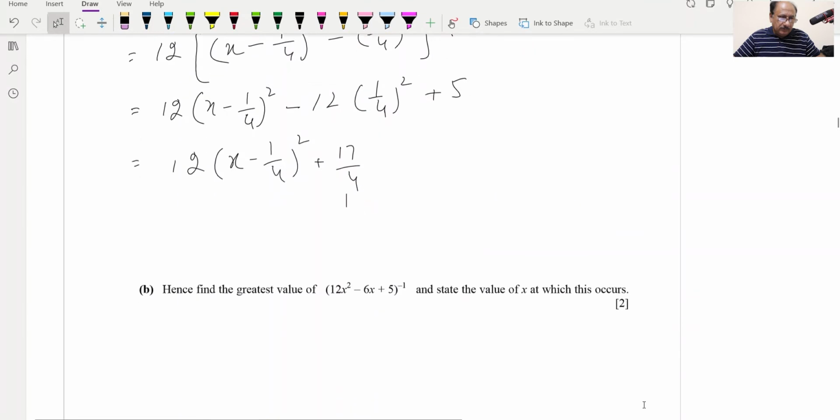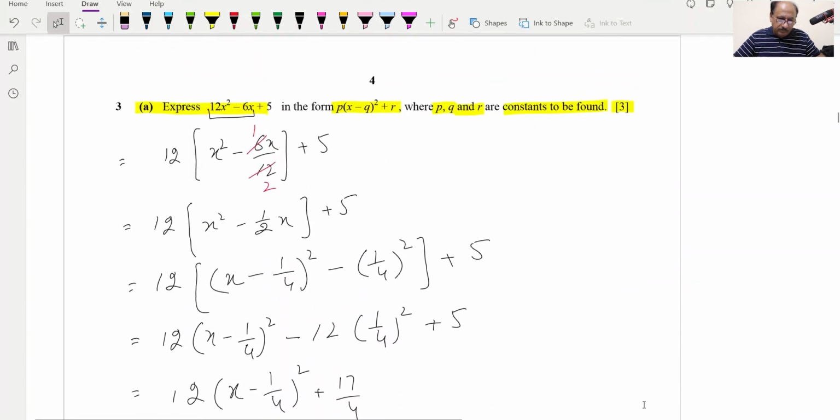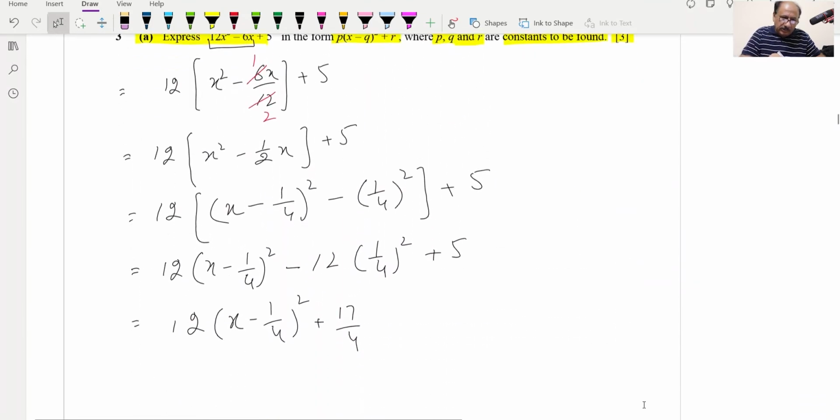Now we can compare this with this one, the p and q values. Our p value is this one, which is 12, so p is equal to 12, and q is basically 1 by 4.